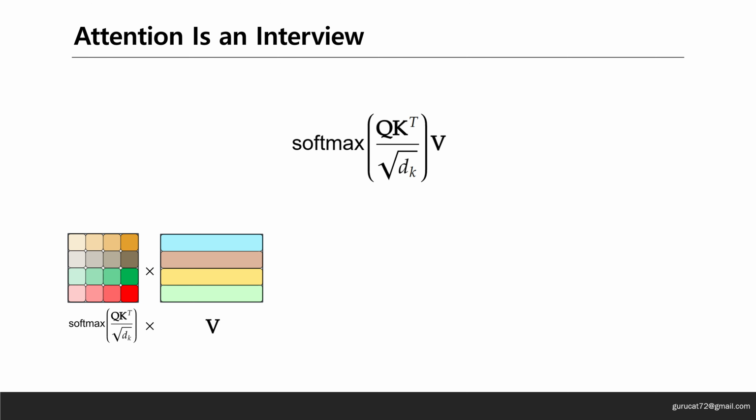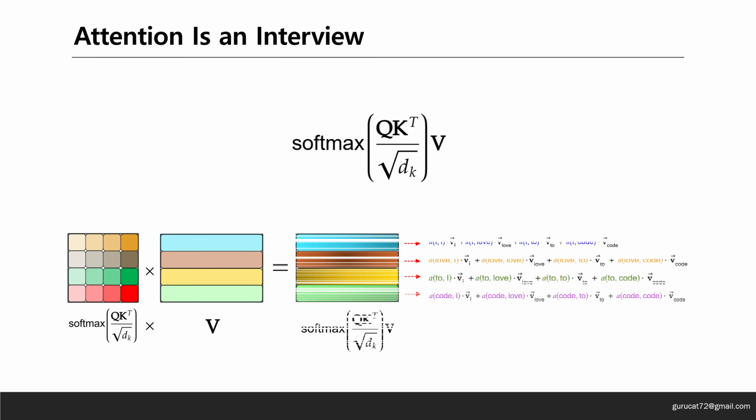Let's put them all together. First, we compute QK transpose. Every query is compared with every key. Softmax turns those comparisons into scores. Then we multiply by V, combining values according to how relevant they are. The result is the updated representation for each token. This is practically the entire essence of how the QKV attention mechanism works.